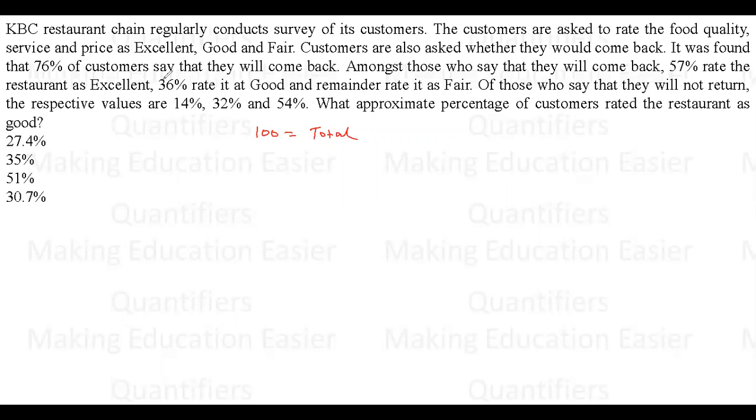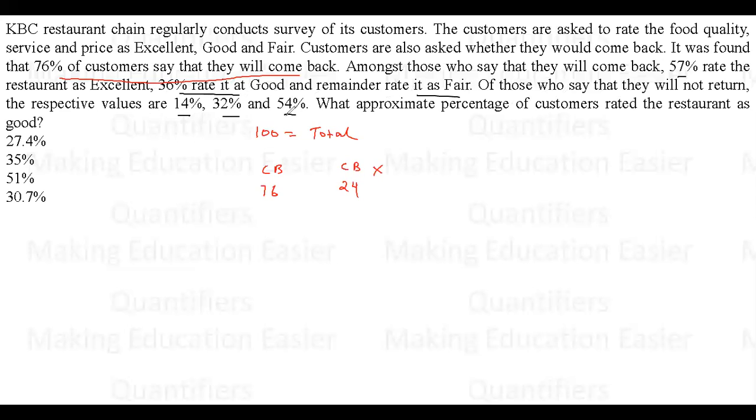76% of the customers say that they will come back. So those who will come back, they are 76 customers, and the other customers who will not come back, they are 24 customers. Now out of these 76, 57% rate them excellent, 36% rate them good, and the remainder rate them fair. And of those who say they will not return, the values are 14, 32, and 54.